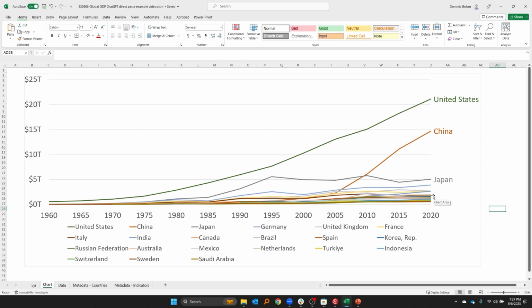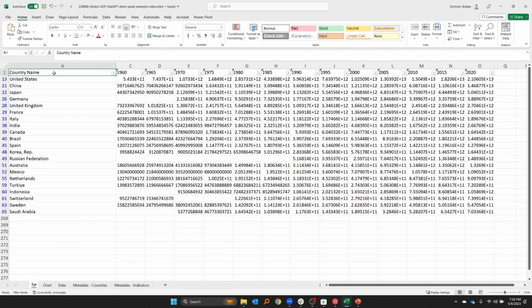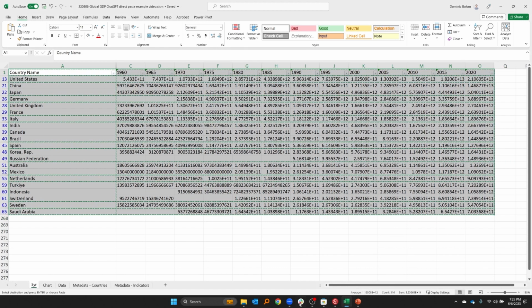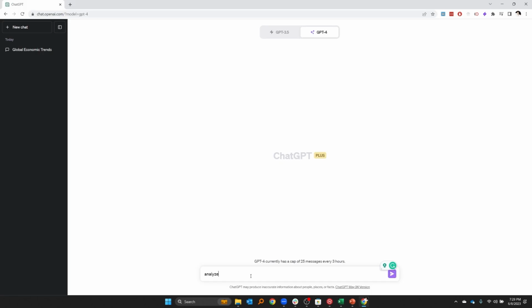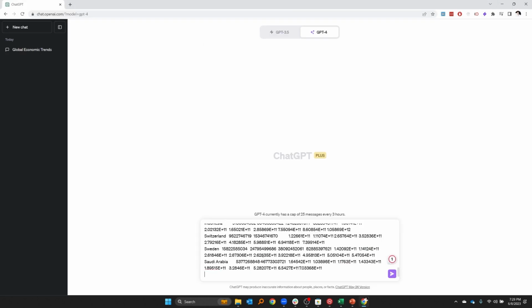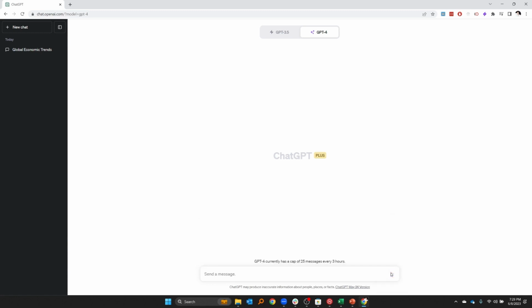Enter ChatGPT. I can easily paste a dataset of this size into ChatGPT. Even if you're not sure what analysis you want to perform, you could simply start with something as simple as "analyze this dataset and provide interesting insights." So I've got my data from Excel. I'm just copy pasting it right into the chat window, not bothering to edit anything, not bothering to change that scientific notation that the data's in. And let's see what ChatGPT comes up with.